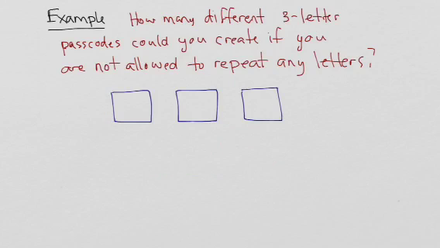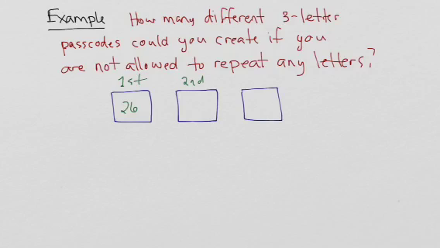Alright, let's try another one. How many different 3-letter passcodes could you create if you are not allowed to repeat any letters? So this one's a little bit trickier. On that first digit in our passcode, this time we're using letters. Hopefully you know that there are 26 letters in the alphabet. All 26 letters could be chosen for your first digit, so that's a 26.